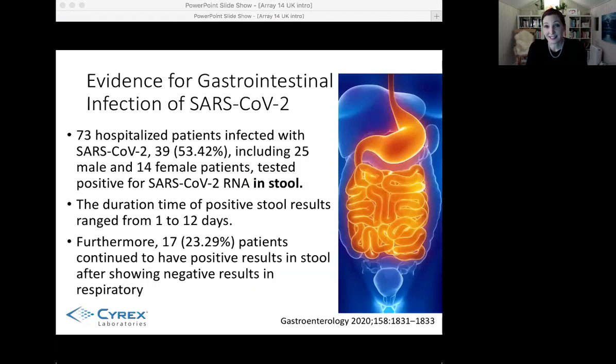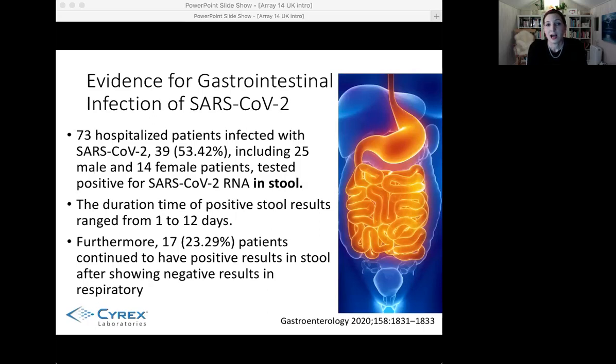Okay, so I've included this study because I find it fascinating and relevant from a whole body, whole system, functional medicine perspective, but I hasten to add that this is really not the purpose of this webinar. But this small study, 73 hospitalized patients infected with COVID-19, tested positive for SARS-CoV-2 RNA in stool. That was 53%. So 53% of this admittedly very tiny sample tested positive in stool, and the duration of the positive stool test results ranged from 1 to 12 days.